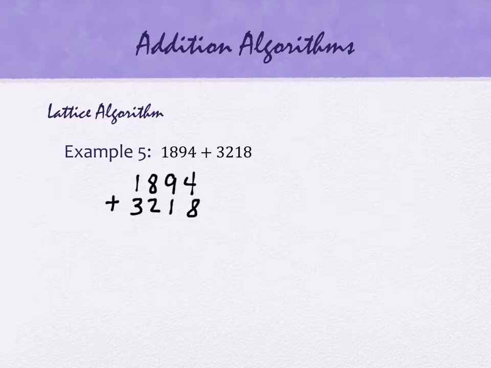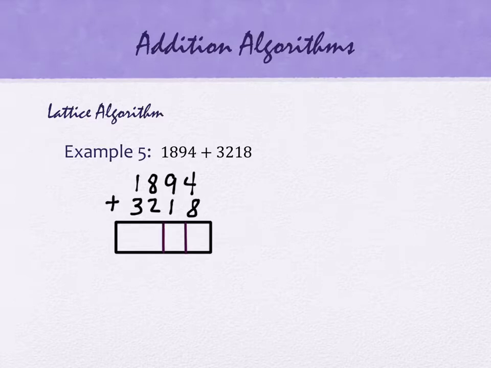And what you're going to do underneath this basically is draw a rectangle. Your rectangle is going to have 4 boxes because you have 4 place values. Okay? And then inside each box, you're going to cut it in half along the diagonal, from the bottom left to the top right. And you have something that looks like a lattice. So that's why this is called the lattice algorithm.